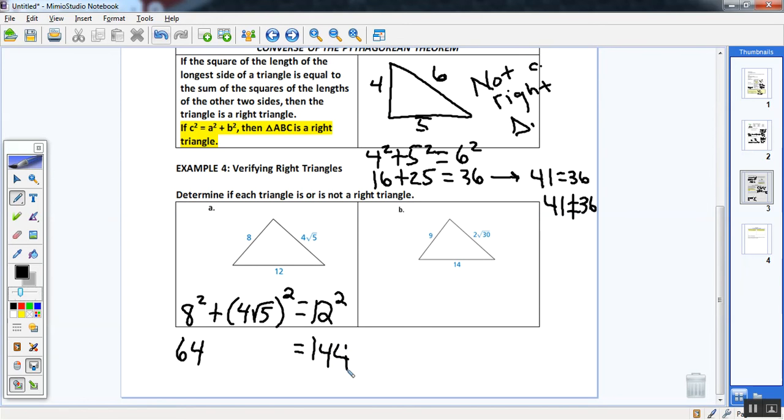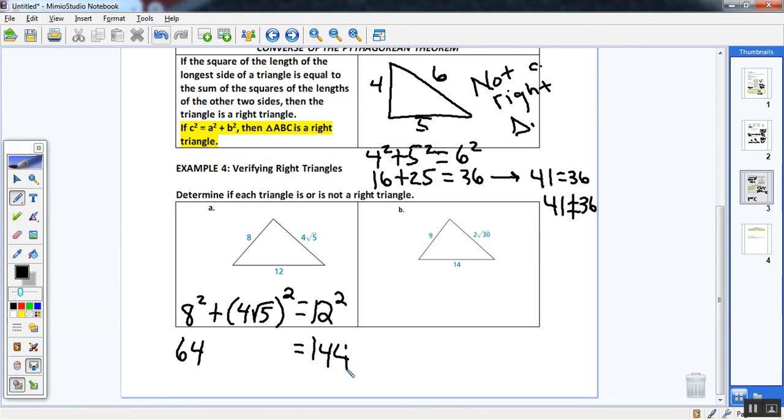I'm struggling with the 4 root 5 squared. Okay. You want an easy way of doing this or the difficult? Let me just see. What's 4 root 5 squared? Does anybody know?